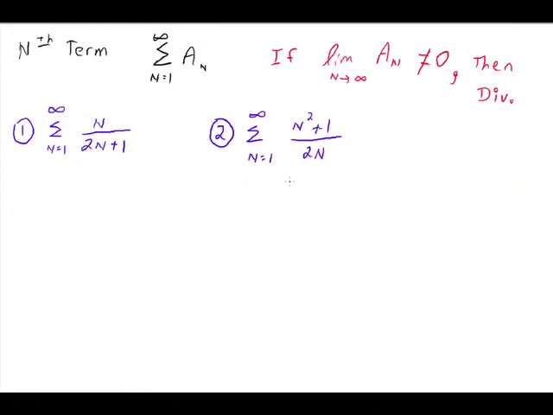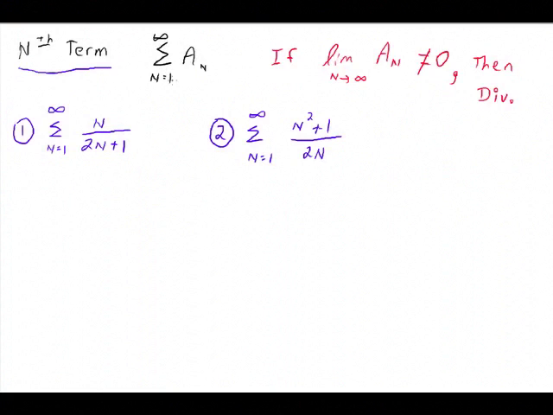Okay, now we're going to talk about the nth term test for series convergence or divergence. The nth term test, it's one of the first tests that I use. However, you cannot use it to prove convergence. You can only use it to show divergence.